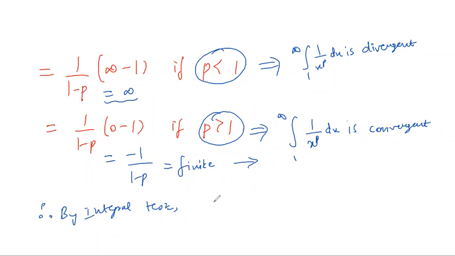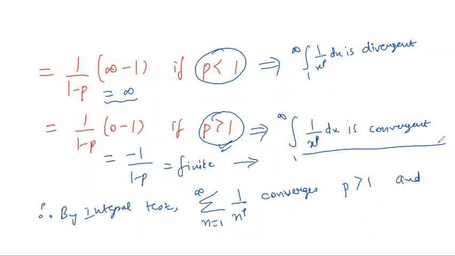So by the integral test, the summation n equals 1 to infinity of 1 by n raised to power p converges for p greater than 1, because in that case the integral is convergent, and diverges for p strictly less than 1. So this is the conclusion. So we have covered every case.